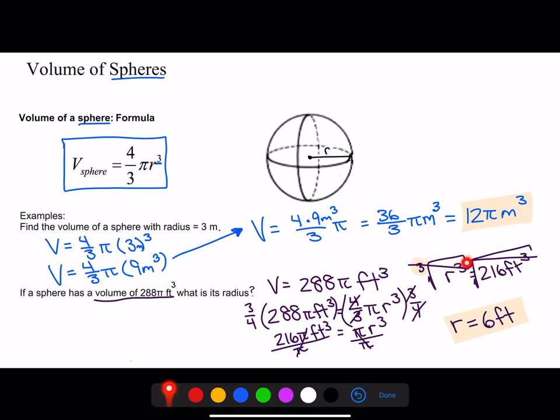Now, to get rid of a cube, I take the cube root. You guys may recall that before spring break. We take the cube root of both sides. The cube root of 216 will give us 6 feet. So our radius of a sphere that has a volume of 288 pi feet cubed is 6 feet. That's where it comes from.